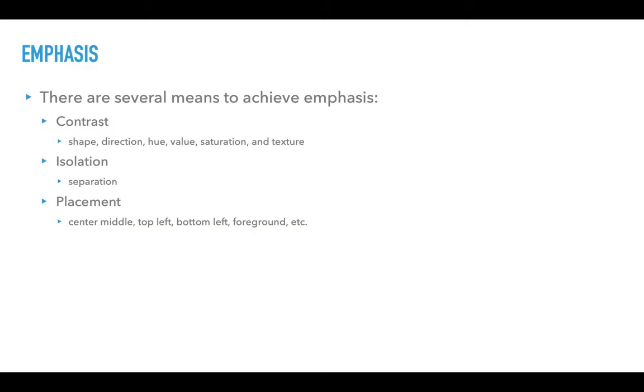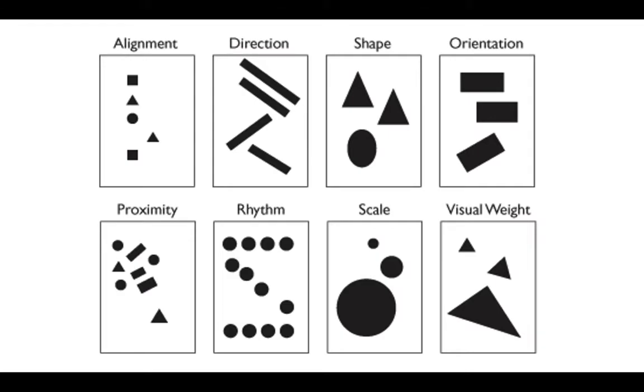So 3 real easy ways to think about emphasis. One is contrast, and you can see contrast in a bunch of different things: shape, value, color, texture, those are all elements. Contrast in elements. Another way to think about emphasis is isolation, so put it by itself. And then also think about placement. If you put it in the center and middle, if you put it in the upper left, lower right, bottom left, foreground and background even, does that make a difference and help us create emphasis? So those 3 are helpful.